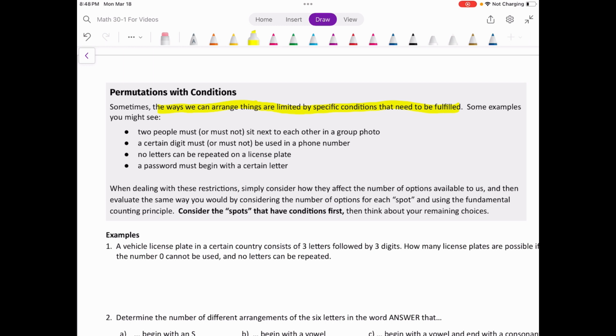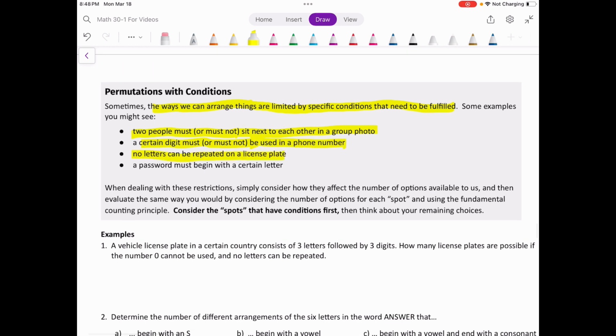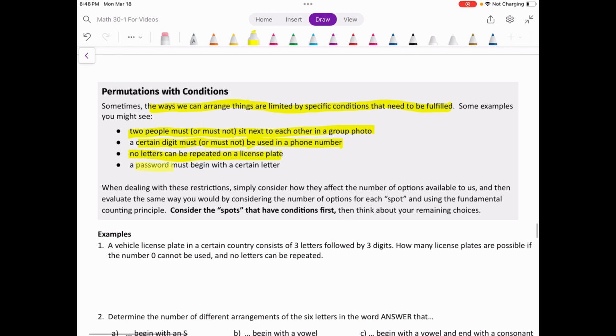There's definitely more. But things like 2 people must or must not sit next to each other in a group photo, right? Or a certain digit must or must not be used in a phone number. No letters can be repeated on a license plate, right? A password must begin with a certain letter. Okay, now we're going to apply all the same logic. We're just going to consider how these restrictions or limitations affect the number of choices we have or the number of options available to us for each kind of spot that we're putting stuff into.